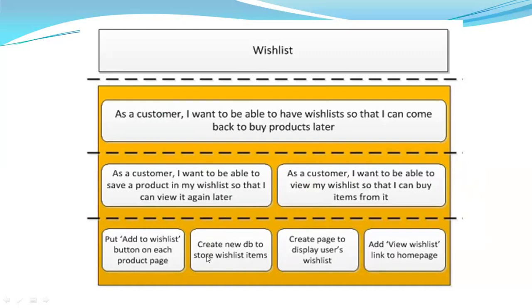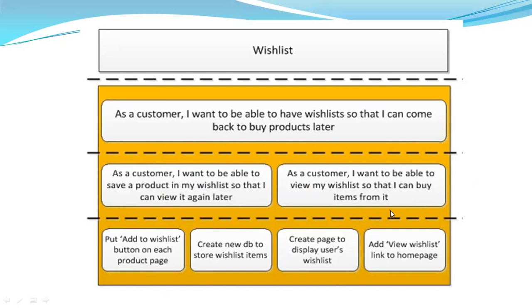Then create a new DB to store wish list items. So in the database and backend also they need to do changes, right? So for that also they need to have a task. So on the whole, if these two, that means put add to wish list and create new DB, are completed, then this entire story will be completed.